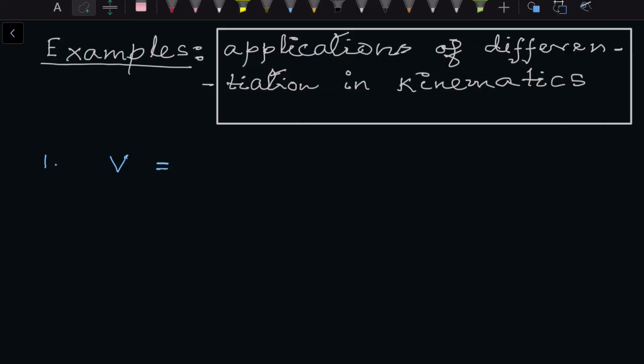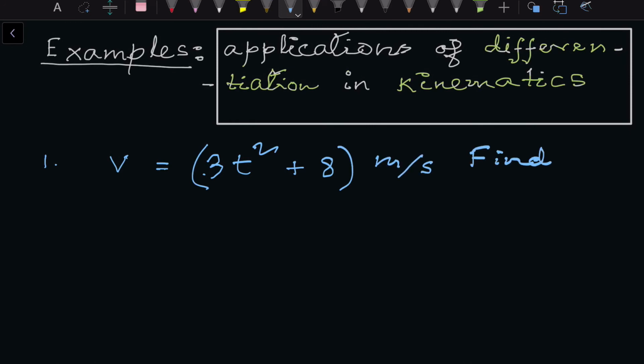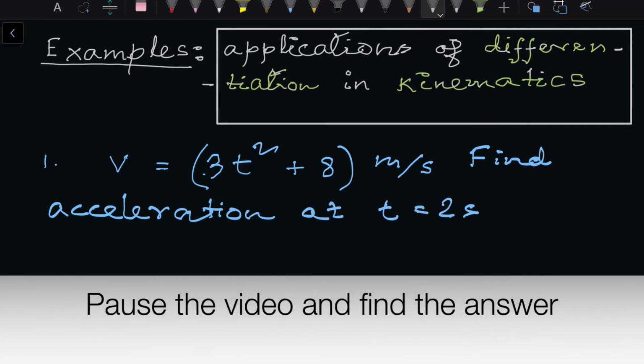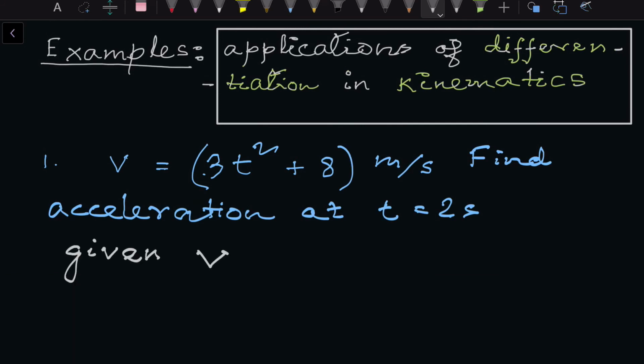Now try this. You can consider this to be applications of differentiation in kinematics. Actually, we want to do kinematics. Here, v is given as 3t square plus 8 meter per second velocity. You have to find acceleration, but at the time when t equals 2 seconds. You may pause the video and find the answer. So, here you go. The solution is v equals 3t square plus 8.